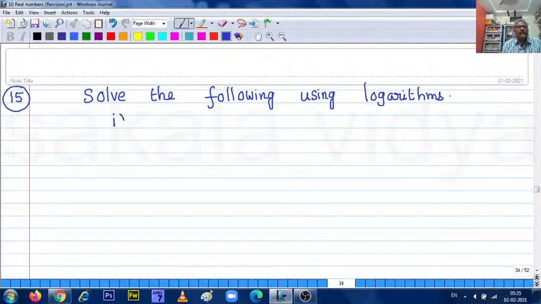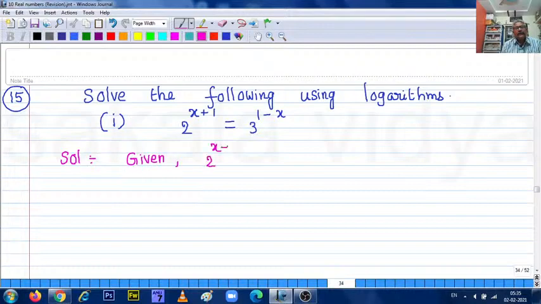So first one, 2 to the power of x plus 1 equals 3 to the power of 1 minus x. So you need to solve this equation. This is called index equations. So you need to solve it now. Solution. What is given actually here? Given is 2 power x plus 1 equal to 3 power 1 minus x.